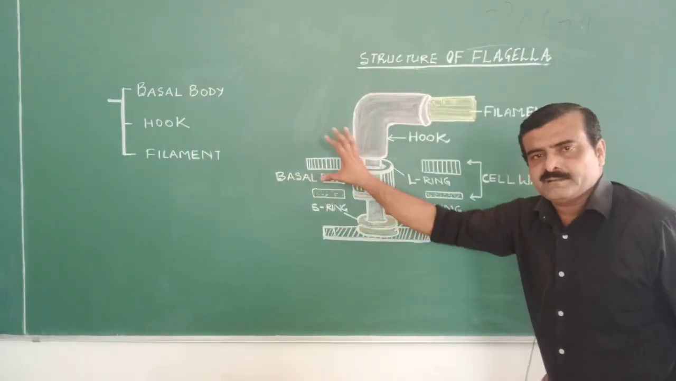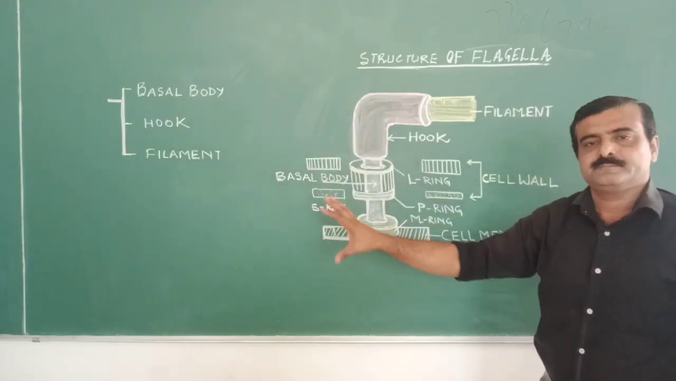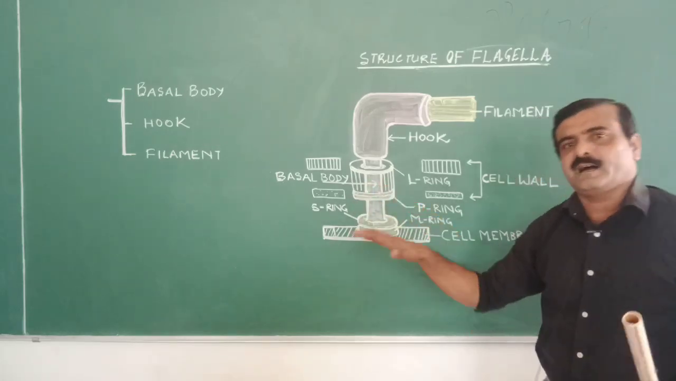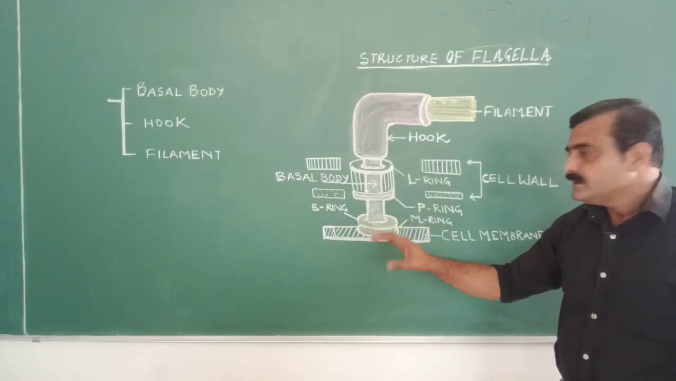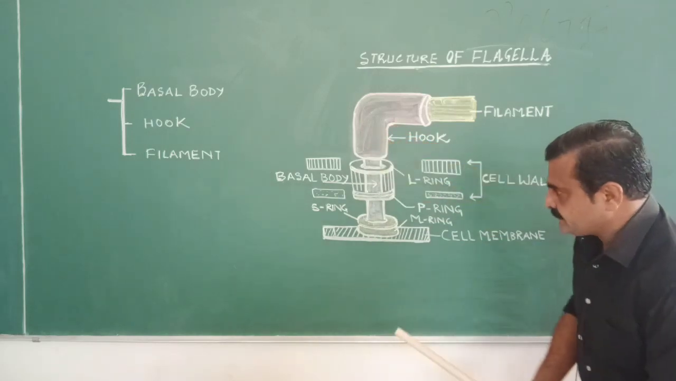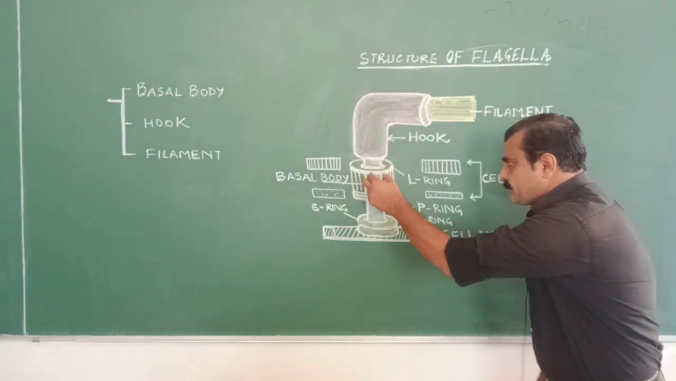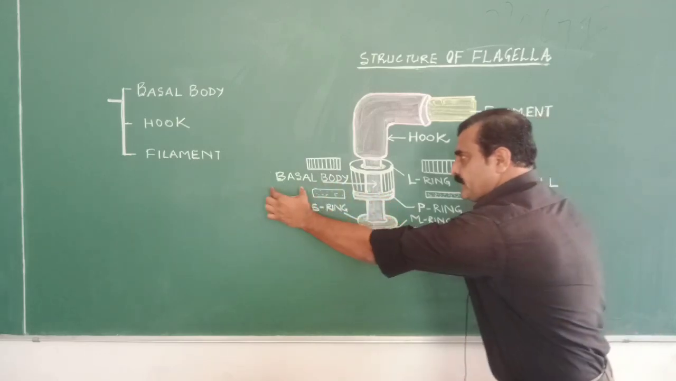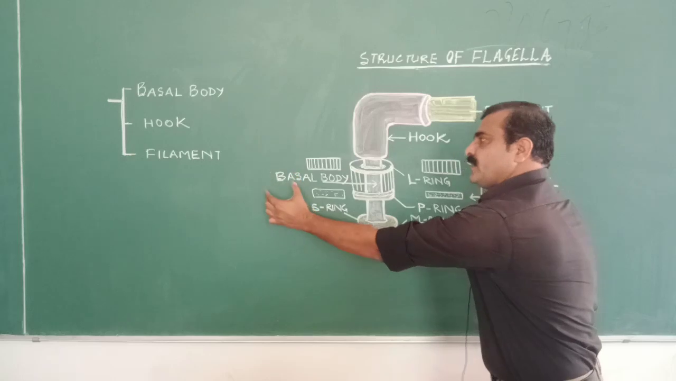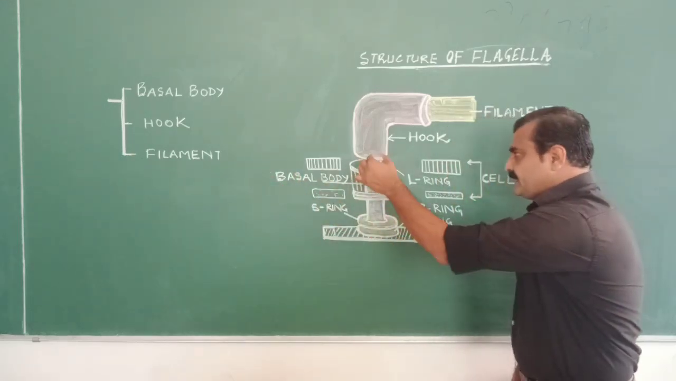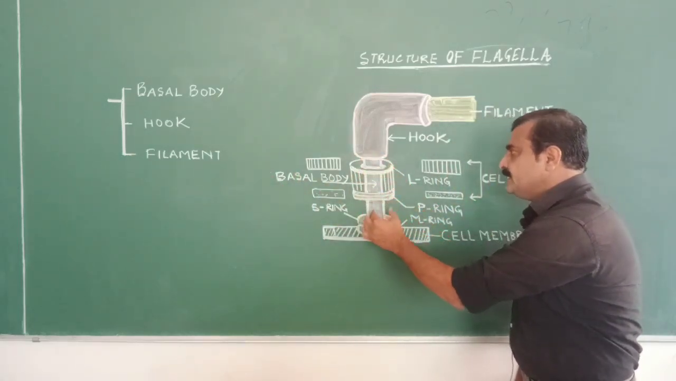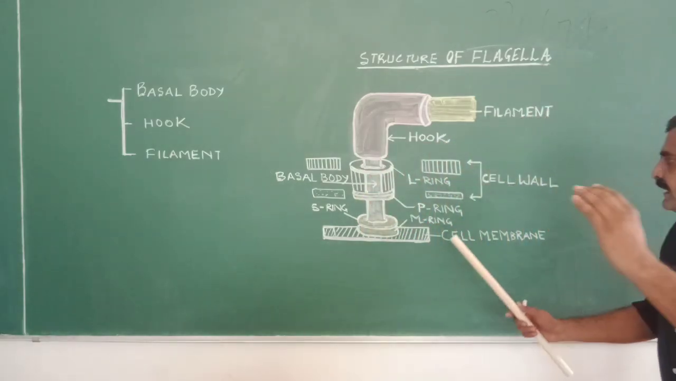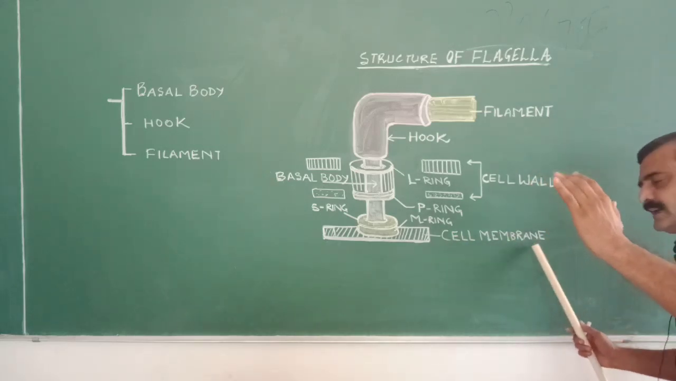basal body is the basal part of the flagellum. Means that it forms the base of the flagellum. Okay. Now it is a rod-like structure. You just see here, the rod is present. It is a rod-like structure. Basal body is the basal part of the flagellum, and it is a rod-like structure which is present in both outer cell wall as well as इनर सेल मेम्ब्रेन.